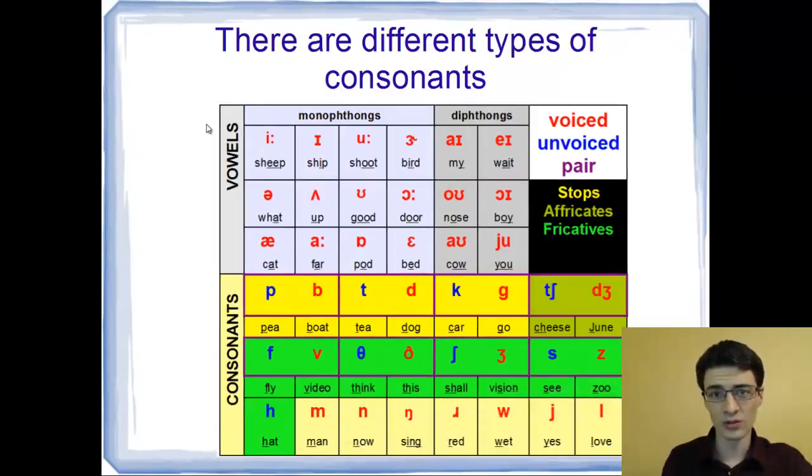The next type is called an affricative. Affricatives are made by combining a stop and a fricative. Let's take a look. Here we have ch as in cheese and j as in June. Let's take a look at j. We start with d and then we use j, dj, j, j, June. They are in lime green because they are in between stops and fricatives. They're a little longer than stops, but they're shorter than fricatives.